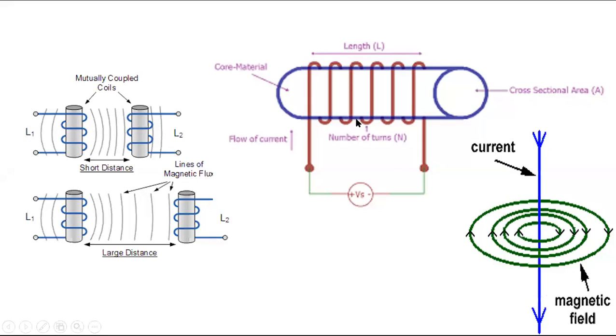Now what is this one? So electromagnet contains an iron rod. On the iron rod we are placing the inductor.